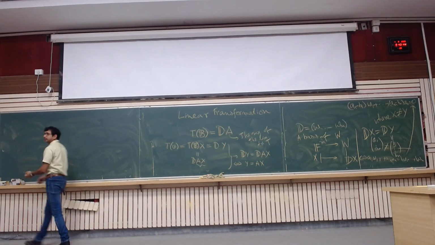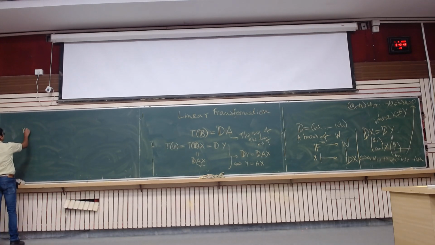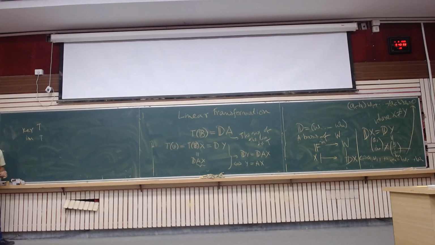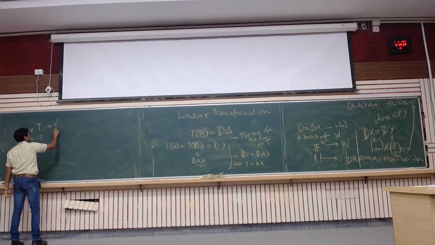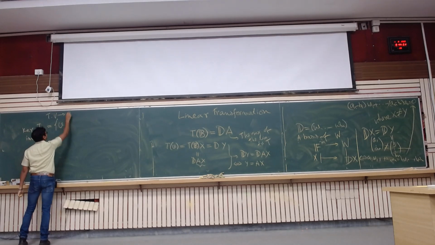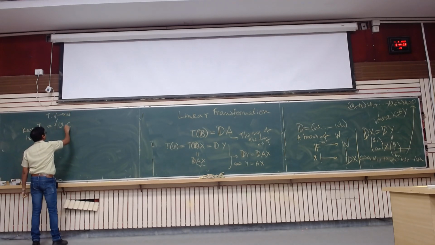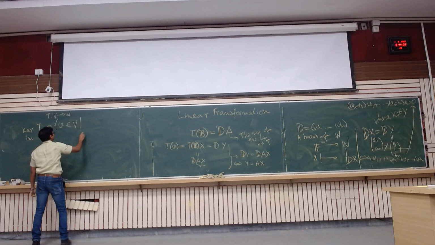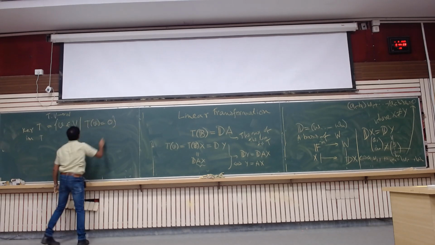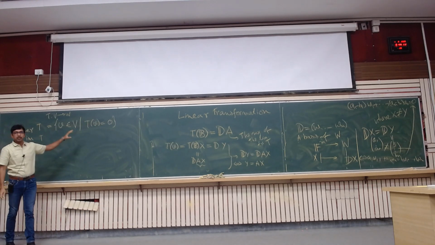Now, given a linear transformation, we define what is the kernel of T and what is the image of T. Are you familiar with this notion of kernel? T is a map from V to W. Then the kernel of T is the set of all v in V such that T of v is equal to 0. That is the set of all the vectors which are being mapped to 0.